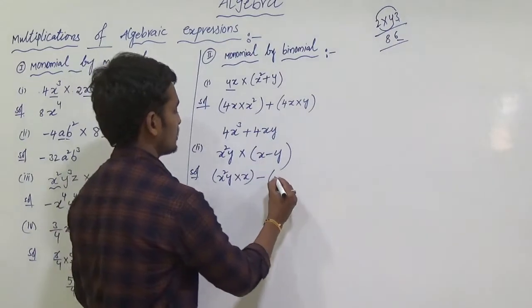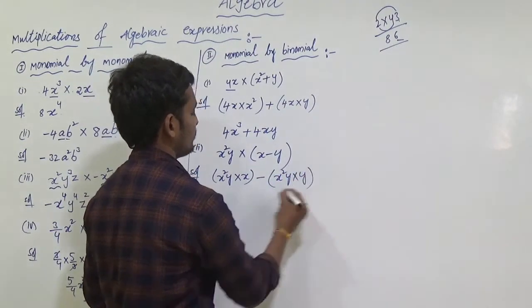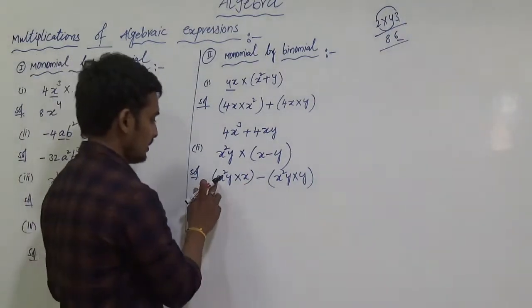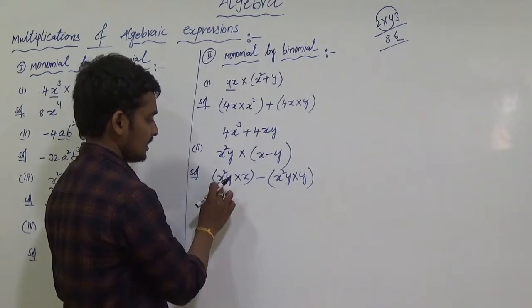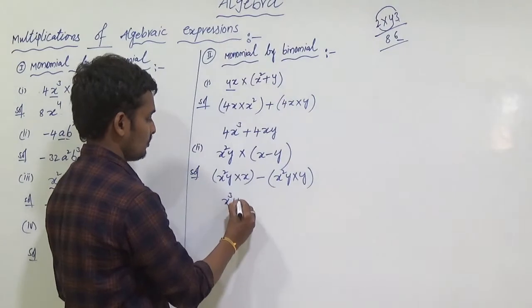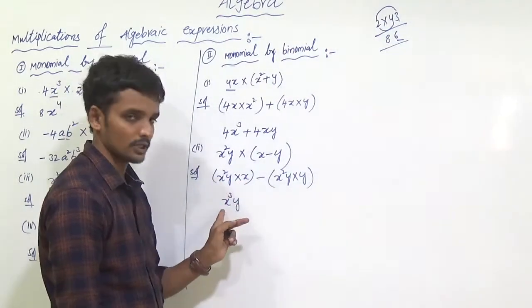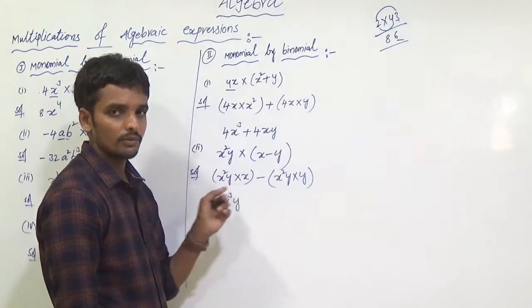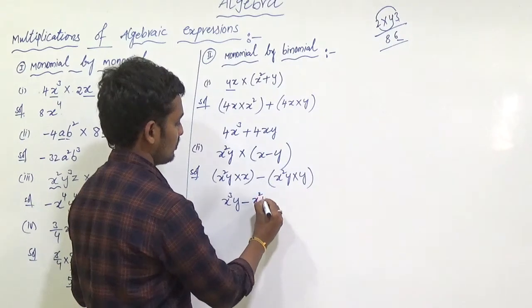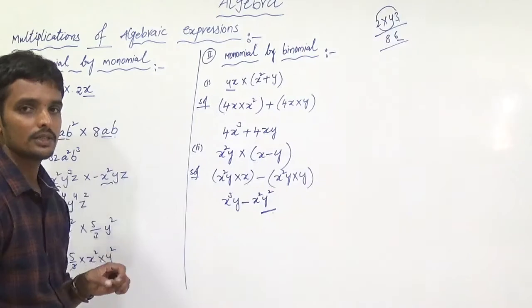Now again we are taking the second term: x square y into y. Now we are multiplying. Here the symbol is plus, plus into plus is plus. X square into x is x cube. The letter y, there is no y term in x, so we just write the y. Here we have x square y into y is y square. Y into y is y square.